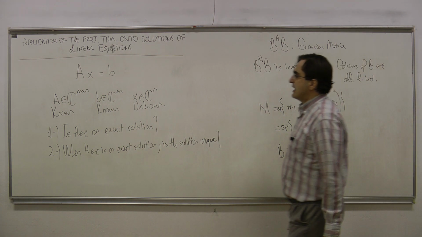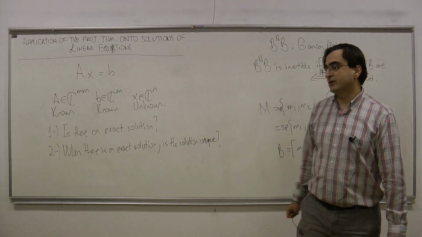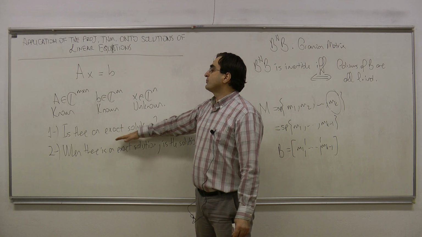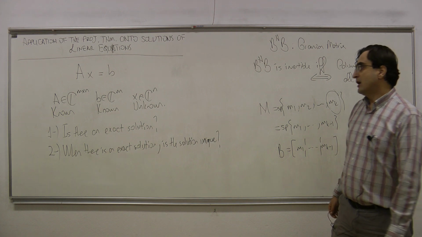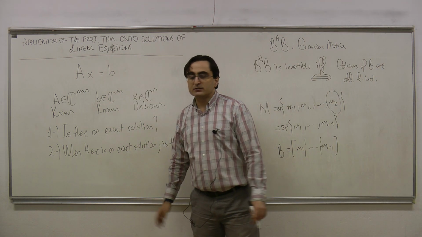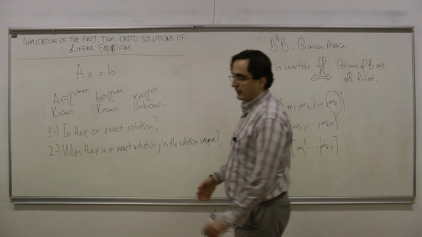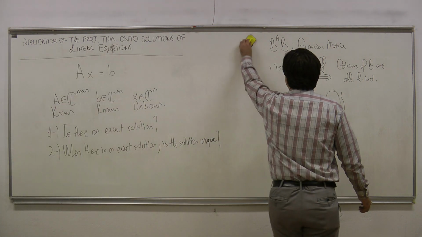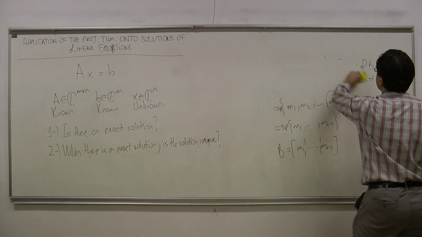So we are going to see that both questions have very neat answers mathematically. The answer to the first question is related to the range space of the matrix A and the B vector. And the answer to the second question is going to be related to the null space of the matrix A. All right? So now I'm going to start illustrating the theory on some toy examples.